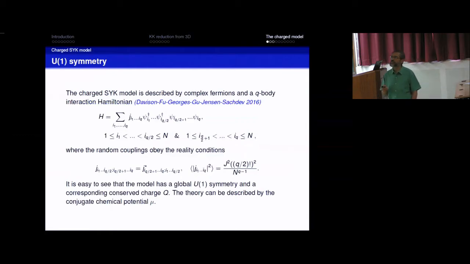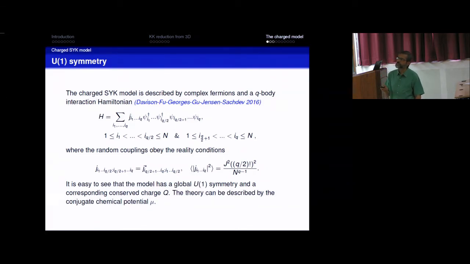Now let's go to the charged model. The charged SYK model is described by replacing the Majorana fermions by complex fermions and a Q-body interaction Hamiltonian.